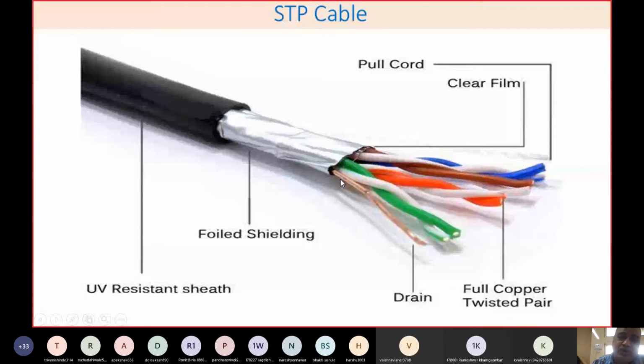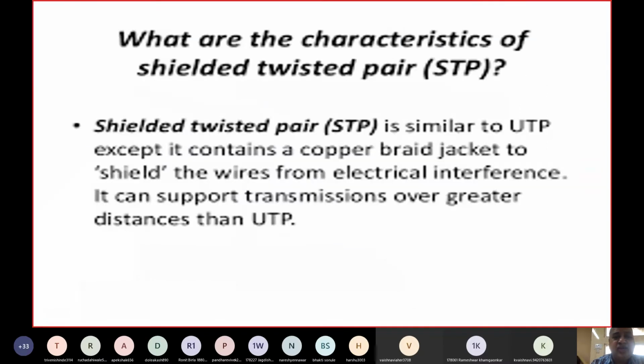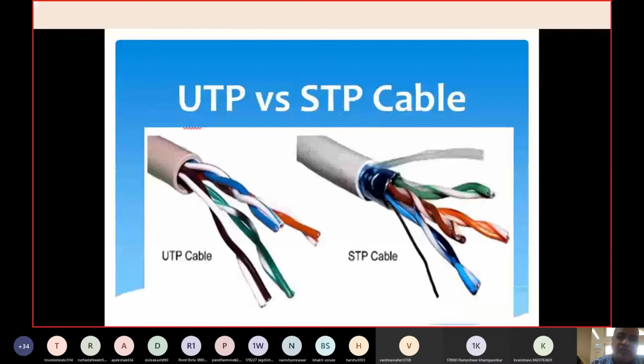Definitely STP cable will be better than UTP cable, but the cost of this will also be relatively higher. Then the key characteristic of shielded twisted pair cable is that it is very similar to UTP, except it contains a copper braid jacket to shield the wires from electrical interference. It can support transmission over a greater distance than UTP. Of course, the distance will go long and electrical interference will be better, but the cost will be relatively more and the weight will also be more.